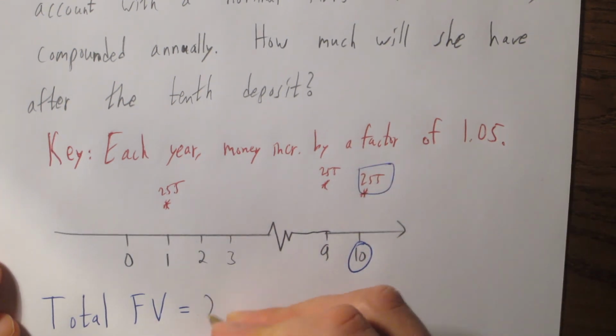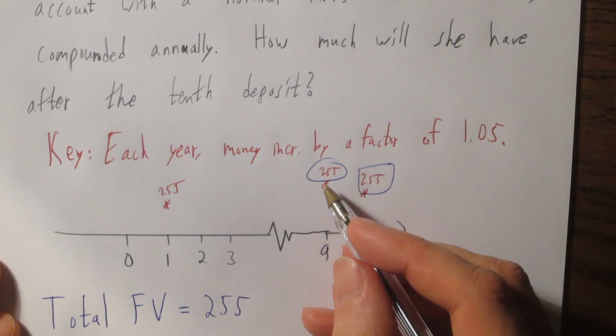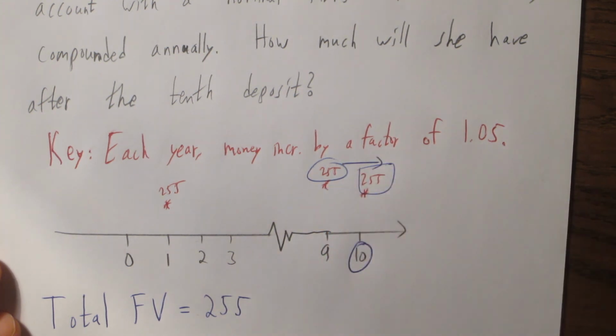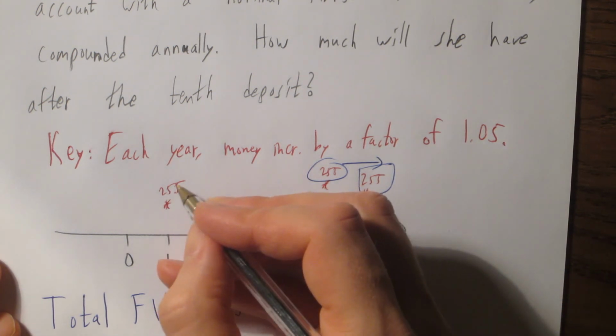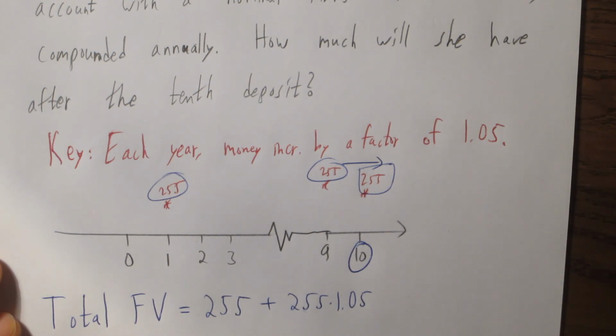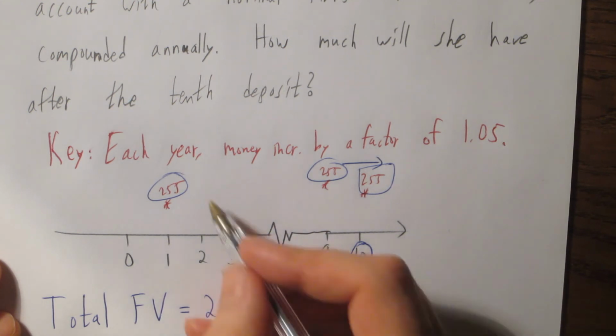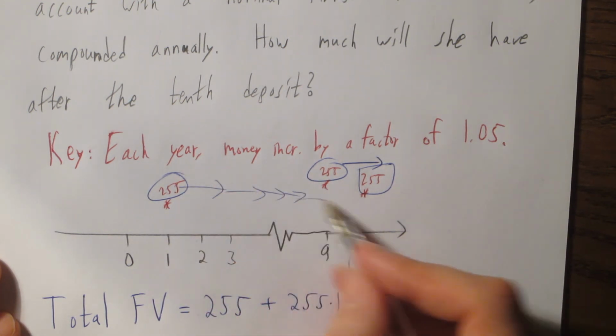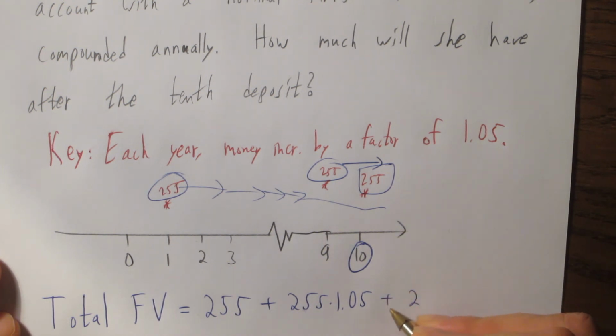Trivially, the $255 deposited at the end of the 10th year has future value $255. These $255 which were deposited at the end of the 9th year had been sitting in the bank for 1 year. So they must be multiplied by 1.05. The future value of the $255 deposited at time 1, they have been sitting in the bank for 9 years, so to calculate their future value, you need to go 9 steps forward. And so their future value will be 255 times 1.05 to the power of 9.